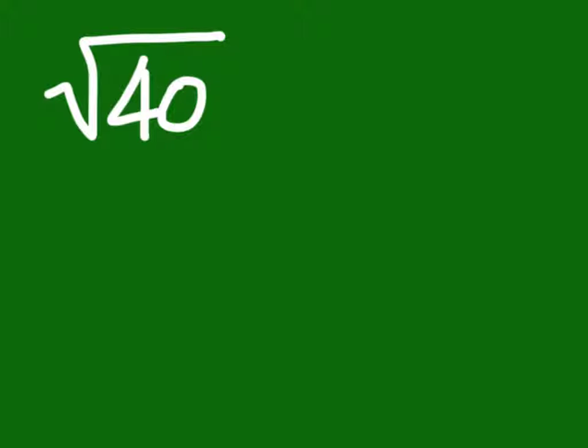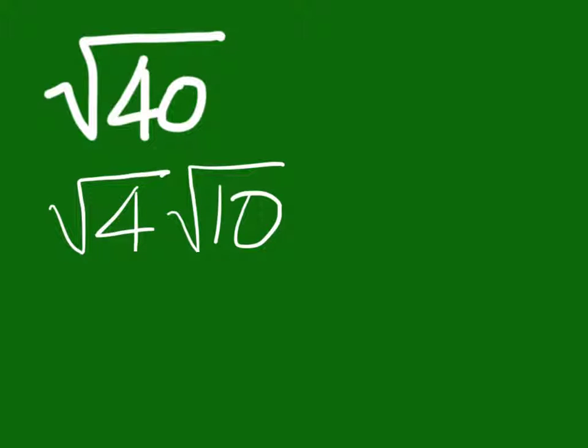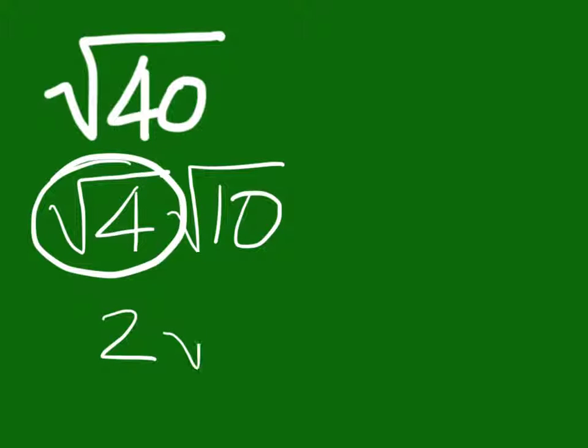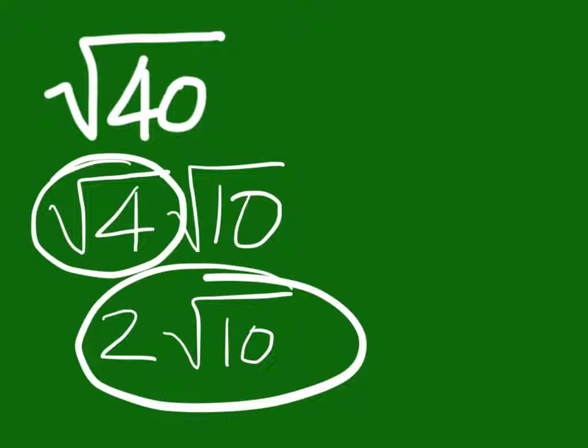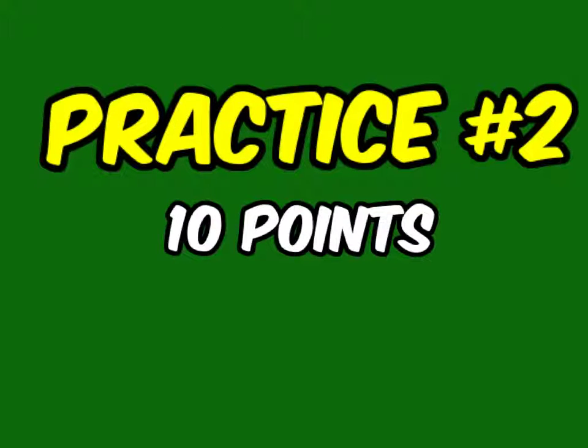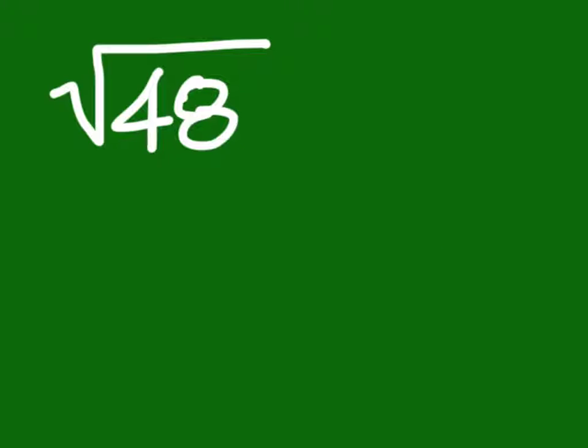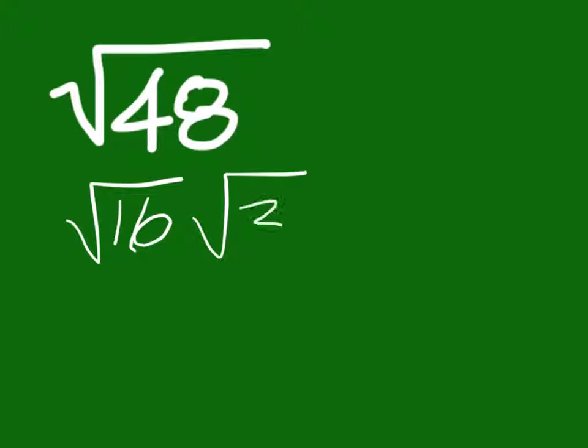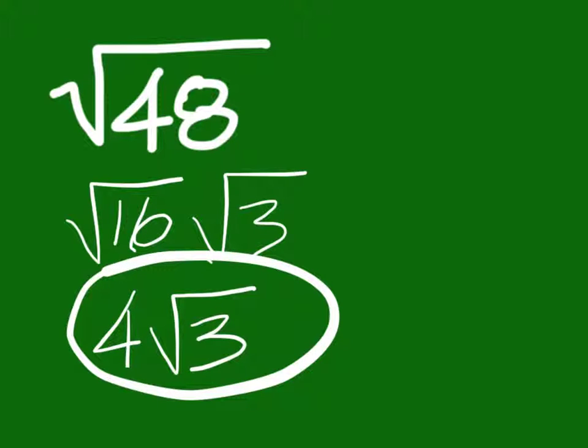On the practice problem, the highest perfect square that goes into 40 is 4. So square root of 4 times square root of 10 equals square root of 40. Simplify this to be 2. So your final answer is 2 square root of 10. For this problem, the highest perfect square that comes out of 48 is 16. Square root of 16 times square root of 3 is square root of 48. So that simplifies to 4 square root of 3.